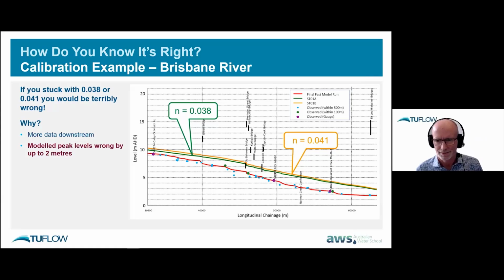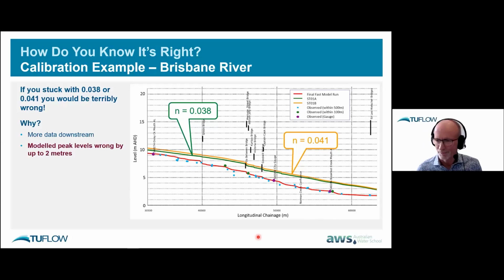And why? Because there's a stack more data downstream, which we hadn't looked at yet. And so what you're looking at here is a profile. This is going to the Brisbane CBD. These are bridges here. The bridge decks are the black lines there. Purple dots are gauges, so they're pretty precise. The green dots are in-bank good observations. And the blue dots are flood levels out in the floodplain, so they will be somewhat different to the level in the river, but they give us a bit of a guide. And so you can see there that the Manning's N of 0.038 and 0.041 is about 2 meters too high through the CBD. So that's not a good outcome.